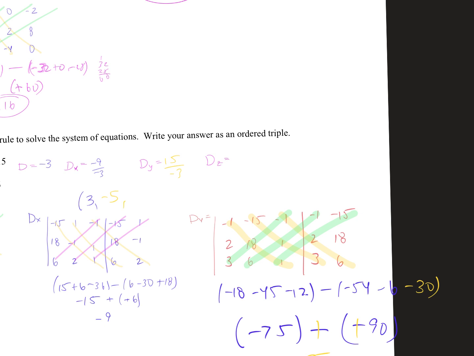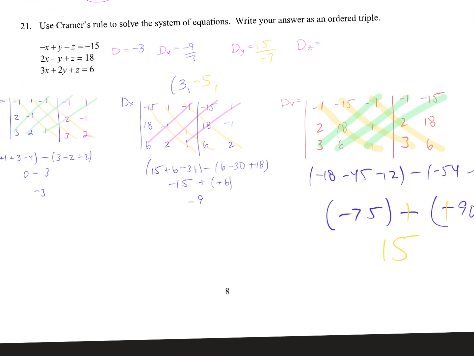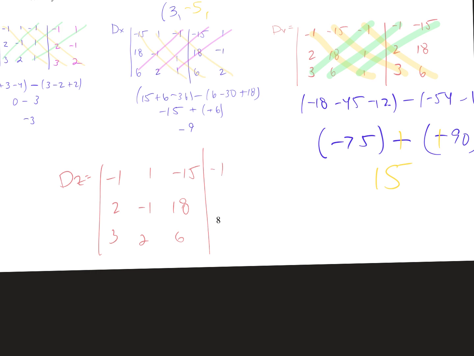Yeah. So now to find the z, do the same thing we've been doing. D sub z. I got my x's, so negative 1, 2, 3. My y's, 1, negative 1, 2. And then my answers, so negative 15, 18, and 6. So recopy: negative 1, 2, 3, 1, negative 1, 2.